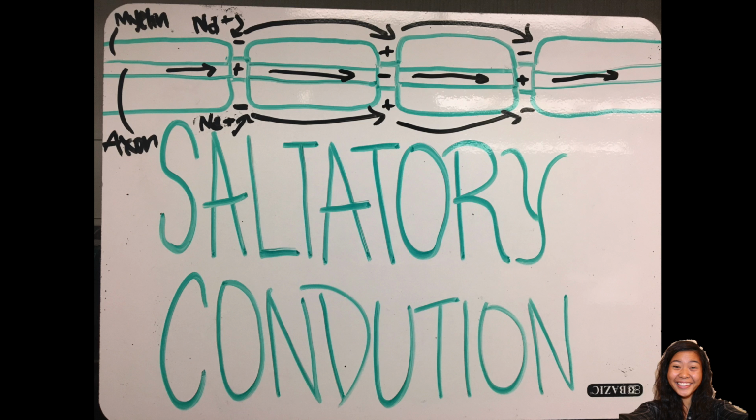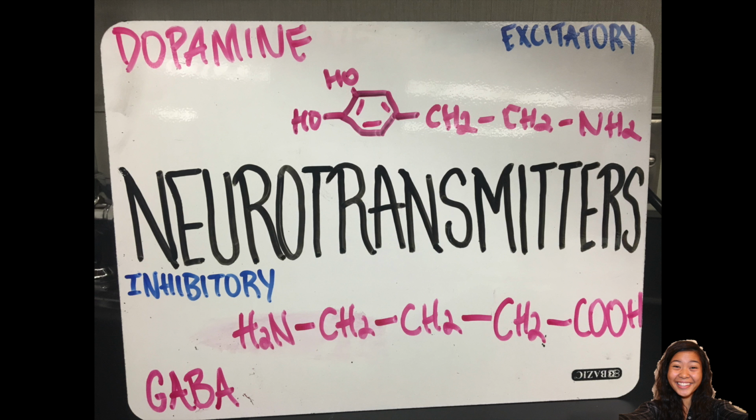Action potentials traveling down the axon jump from node to node. This is called saltatory conduction, which means to leap. Saltatory conduction is a faster way to travel down an axon than traveling in an axon without myelin.